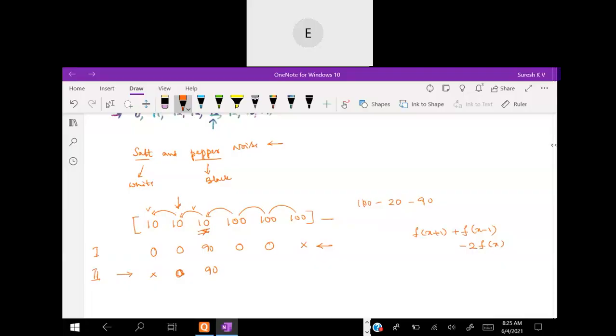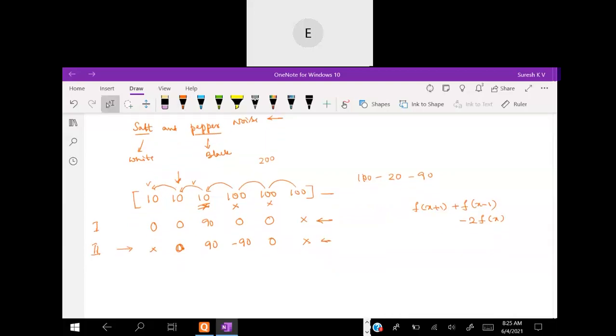Now if I go here, 2 times of this is 200. So 110 minus 200 is minus 90. If I am here, 2 times of 100 is 200. 100 plus 100 is 200. So 200 minus 200 is 0. Let us not worry about this. Okay. In fact, you could have done this by directly taking one more step of derivative on this. Okay, so 0 minus 0 is 0, 90 minus 0 is 90, 0 minus 90 is minus 90, 0 minus 0 is 0. Did you understand the procedure?